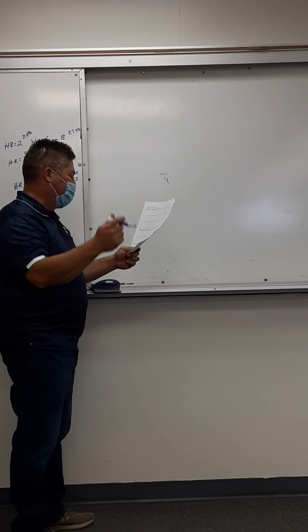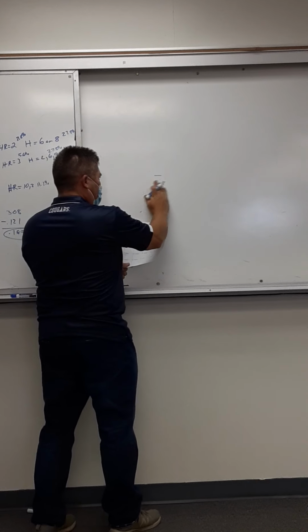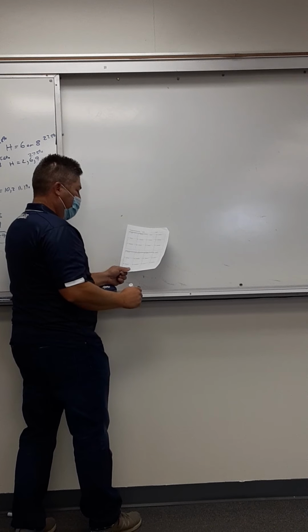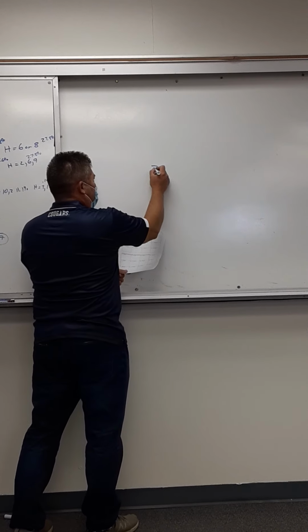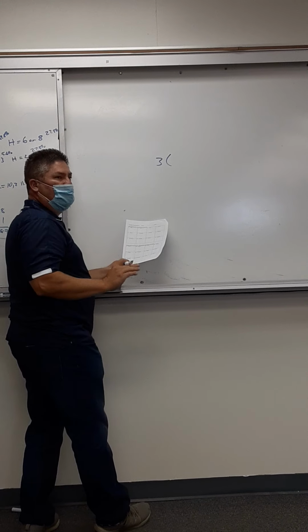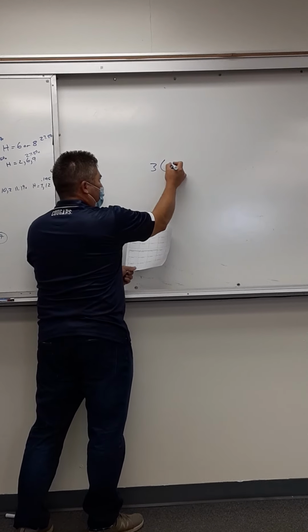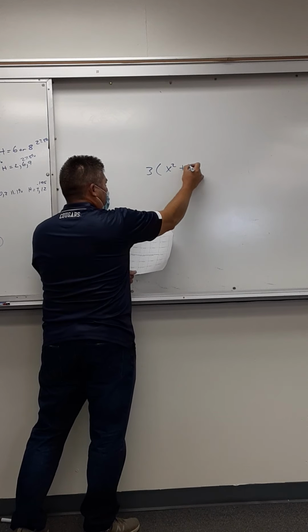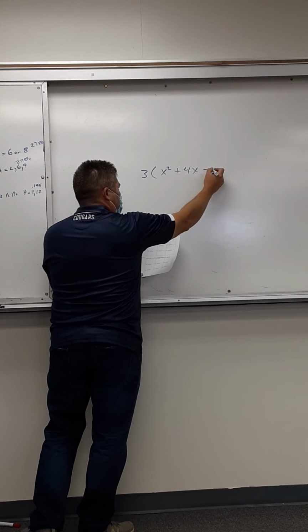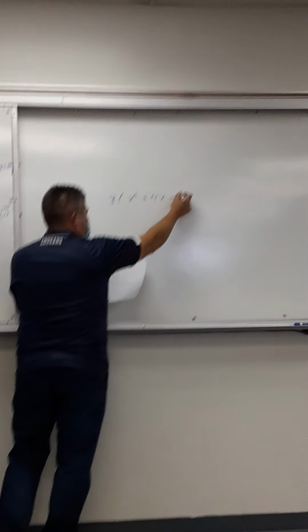So, Belle, what am I going to factor out? On 22, what's the common factor? Just 3. There's no x with it, just a 3. What will it leave for my terms that are left? X squared plus 4x, plus, or minus 9. No, 12. 3 into 36 is 12.